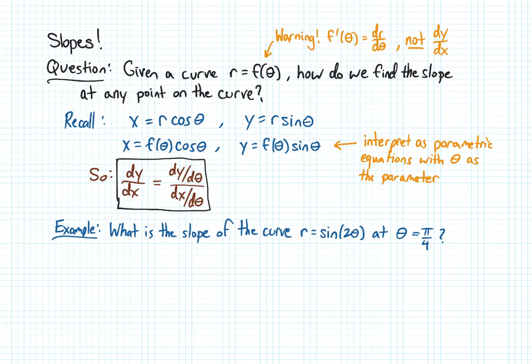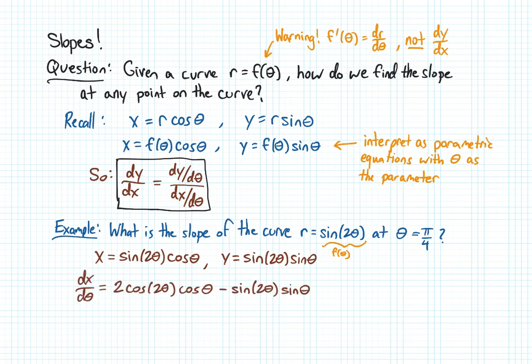So here's an example. What's the slope of the curve r equals sine of 2 theta at theta equals pi over 4? So in this case, sine of 2 theta is the f of theta in the above formula. And so that means that x is sine of 2 theta times cosine of theta, and y is sine of 2 theta times sine of theta. And then we can calculate dx d theta, and there's a product rule there, but otherwise it's straightforward. And then the question is asking about theta equals pi over 4, and so we'll plug that in.